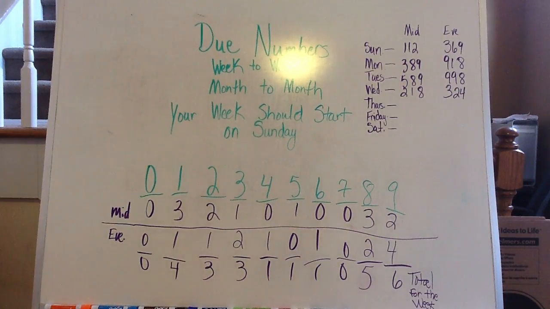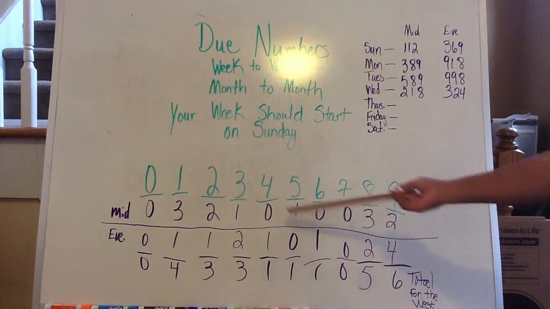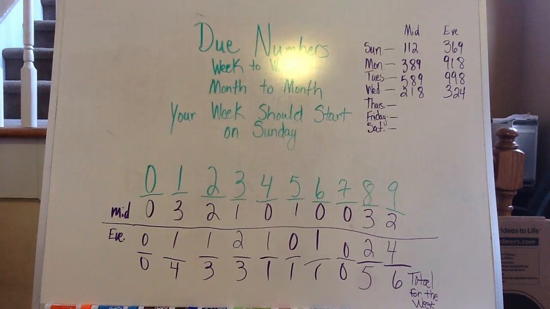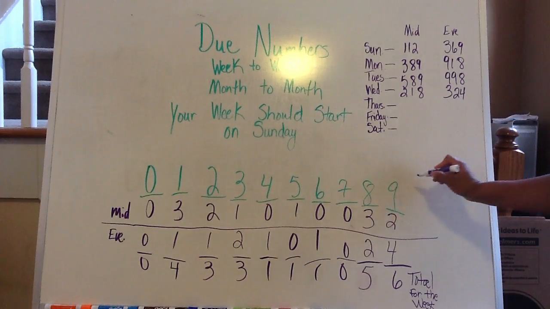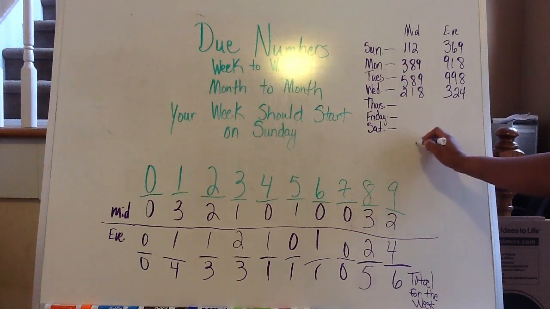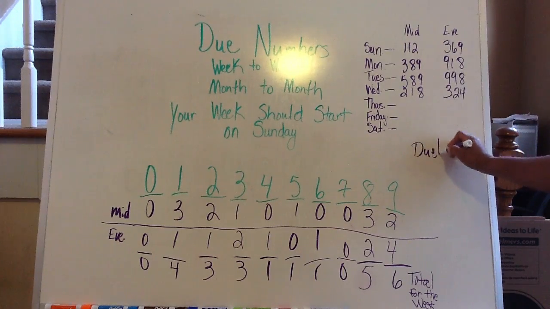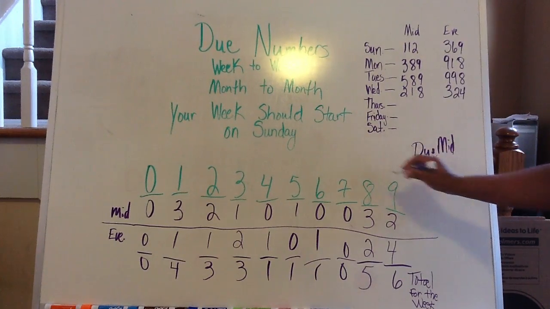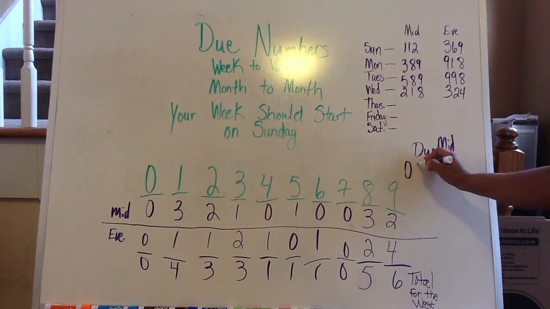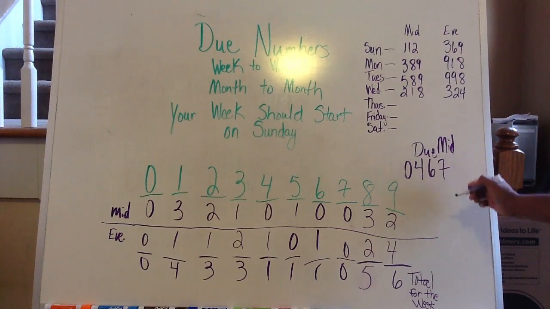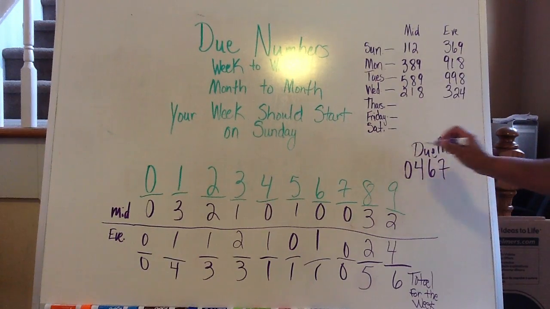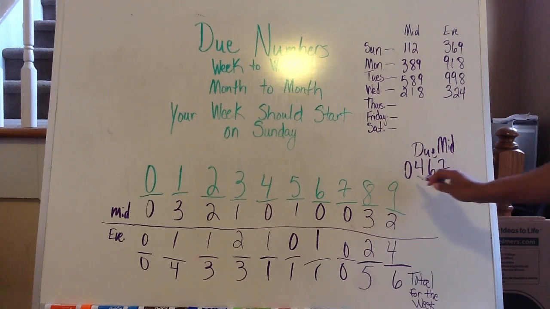And what this does, you can see what number is due for the midday that hasn't come out. So I will look at the numbers that haven't fallen, that have 0 on them. The due numbers for midday would be 0, 4, 6, and 7. So I will play this for the pick 4 as well as the pick 3. I will take 3 numbers and make different combinations of those numbers.